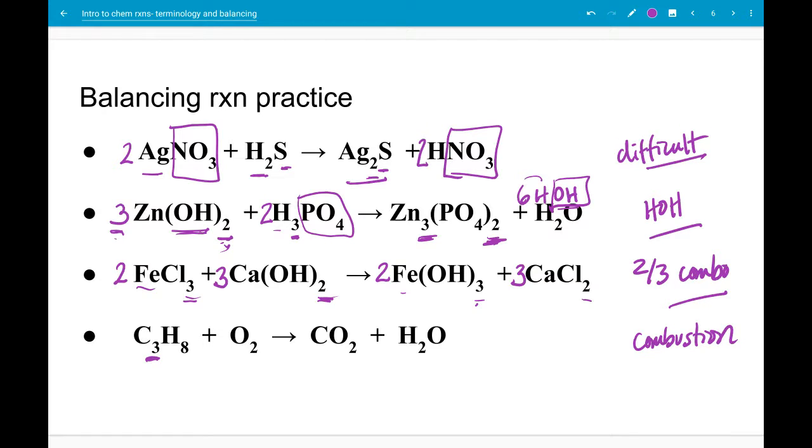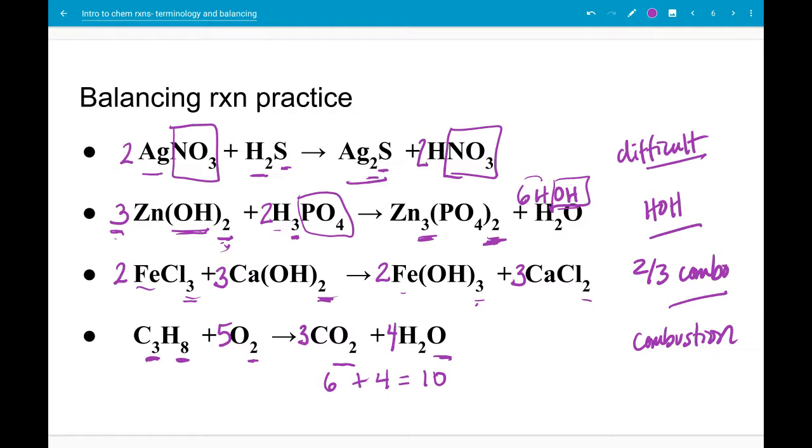So I have 3 carbon here. So I'm going to put 3 carbon on the right. Then I'm going to balance hydrogen second. So I have 8 on the left, so I'm going to put a 4 over here. That gives me 8 hydrogen on the right. And then what makes this tricky is we have oxygen in 2 places. So I have 3 times 2 is 6 from the CO2, plus 4 times 1. So a total of 10 oxygens on the right-hand side. And then I look over here, 10 divided by 2 would be 5.